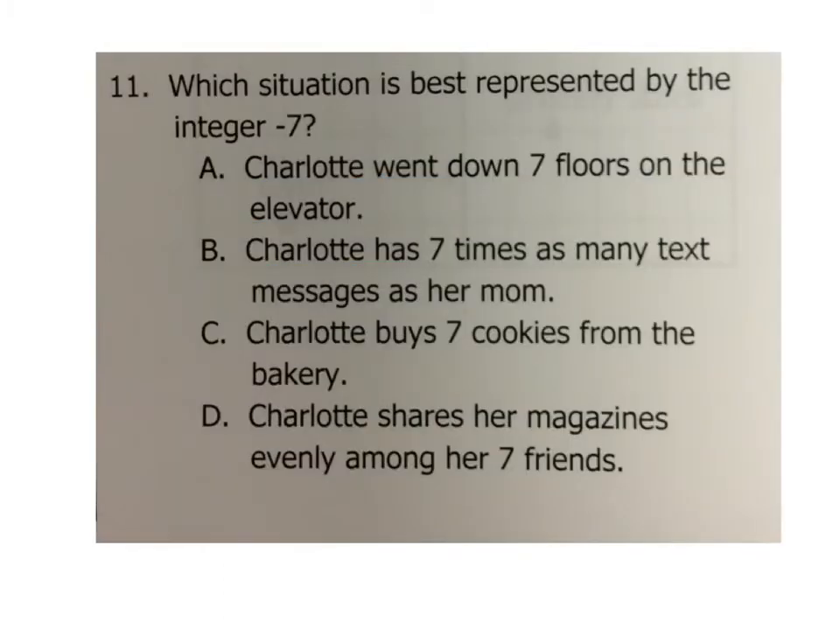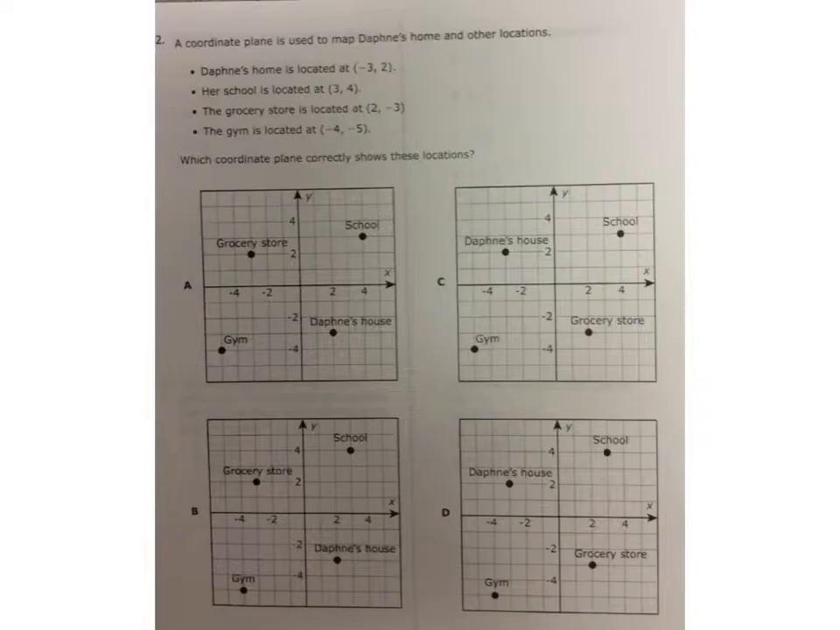Number 11, which situation is best represented by the integer -7? So you're looking for a clue word that it's something that's decreasing or going down. Charlotte went down 7 floors. That sounds right, but we'll check the rest. Buys 7, that means she would gain 7. Shares her magazine evenly among, nope, that means division. So letter A it is.